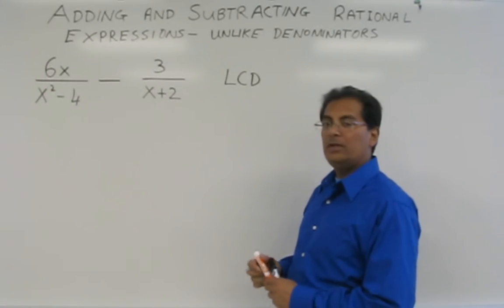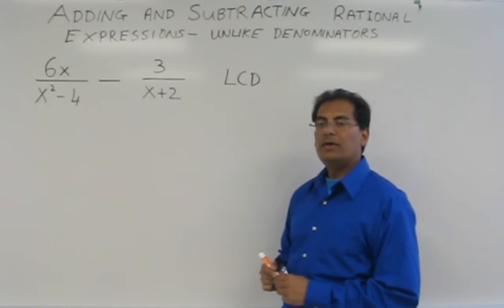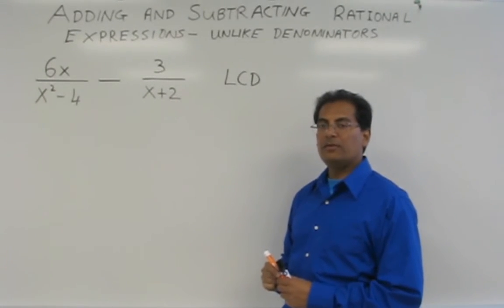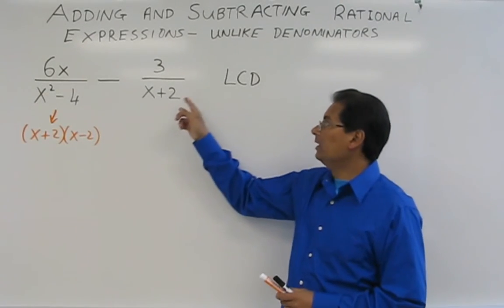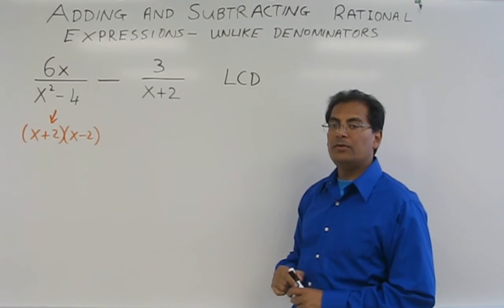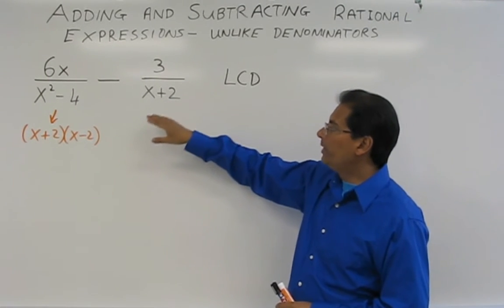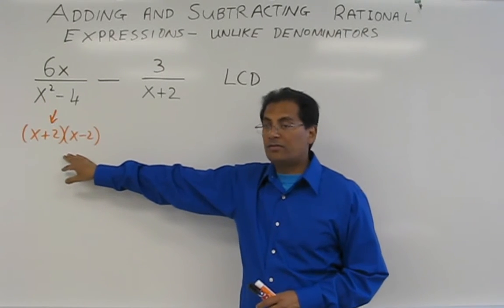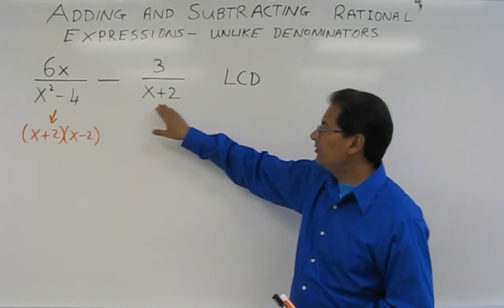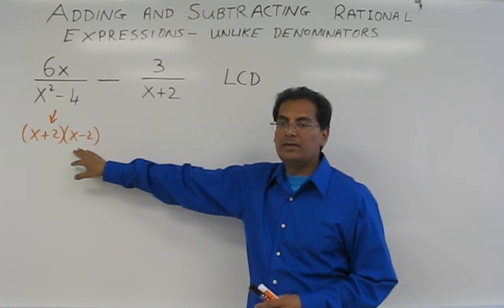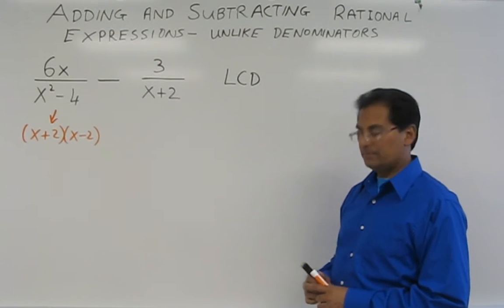Now, it should be noted that x squared minus 4 can actually be factored into x plus 2 times x minus 2. So the denominator here is x plus 2 times x minus 2, and this denominator is x plus 2. So we see that the LCD will be x plus 2 times x minus 2, because this can go into this denominator, and so x plus 2 can also go into this denominator. So our LCD is x plus 2 times x minus 2.